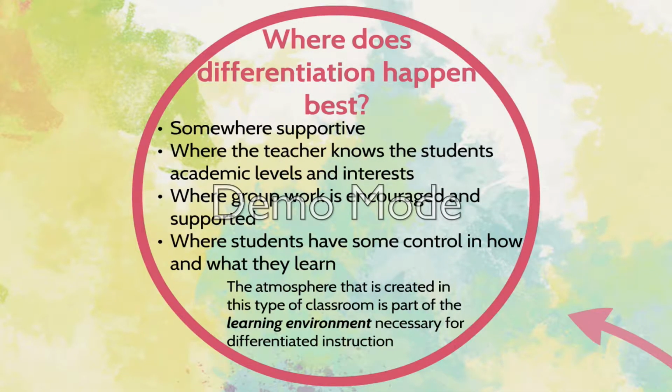Where does differentiation happen best? Somewhere where students feel supported. In order to tailor lessons to individual needs, the teacher must really know the academic levels and interests of each student. Where group work is encouraged and supported, and where students have some control in how and what they learn. The atmosphere that is created in this type of classroom is part of the learning environment necessary for differentiated instruction.